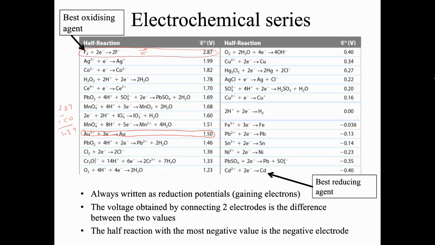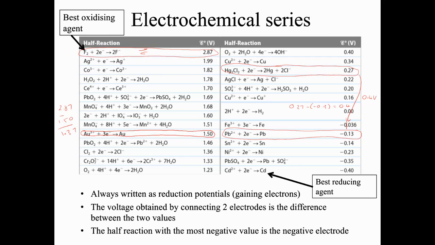We have to be careful if we're doing something that's a negative sign here and a positive there. So for example, if we had this mercury one here, and we had this lead one here, then the difference between those is 0.27 minus, but it's minus 0.13. So it's actually going to be 0.4. So if you connected those two together, you'd get a voltage, or potential difference, of 0.4 volts.